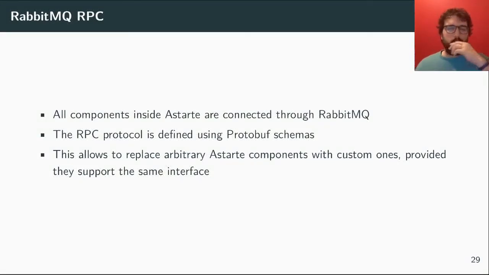So RabbitMQ RPC is the internal plumbing of all services. All components inside Astarte are connected through RabbitMQ. The RPC protocol is defined using protobuf schemas, so you can adhere to it. If you want to rewrite your own realm management API, you can do so.